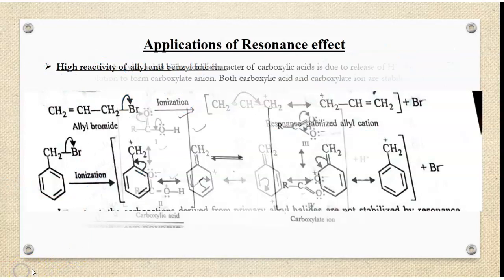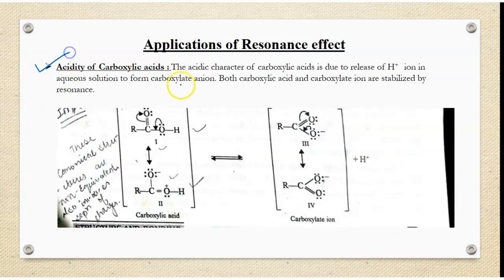Now let's switch to the third application, that is the acidity of carboxylic acid. The acidic character basically depends upon the release of a proton in aqueous solution so as to form the carboxylate ion. You can see that your carboxylic acid can give resonance stabilized structures and canonical structures, and the carboxylate ions formed upon releasing the proton are also very well resonance stabilized. So both the carboxylic acid and the carboxylate anion are stabilized by resonance. Now we will see the factors behind the acidity of carboxylic acid.